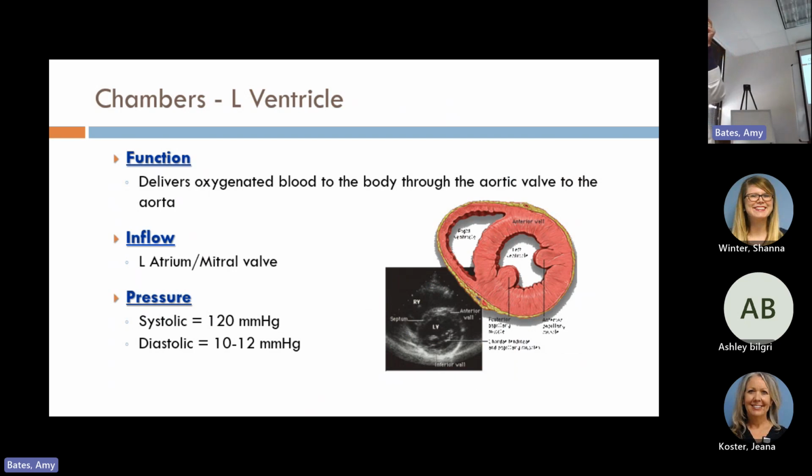The LV is thicker. It has to overcome the vascular resistance of the rest of the body, right? Right side pumps to the lungs, left side pumps out the aortic valve, out through the aorta to the rest of the body. So you have higher pressures on the left side. We're going to talk about afterload. So we'll talk about hemodynamics and all of the formulas for doing that. But when you think about the afterload of the right, it is the lungs. The afterload of the left is systemic pressures or a stenotic valve.